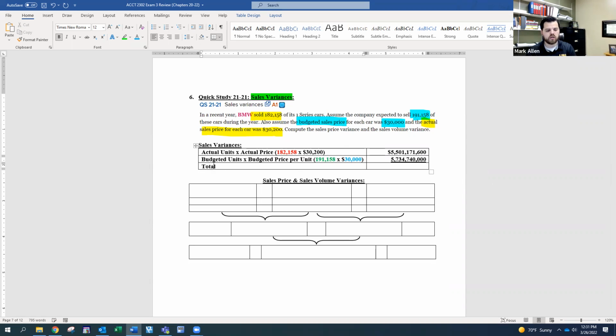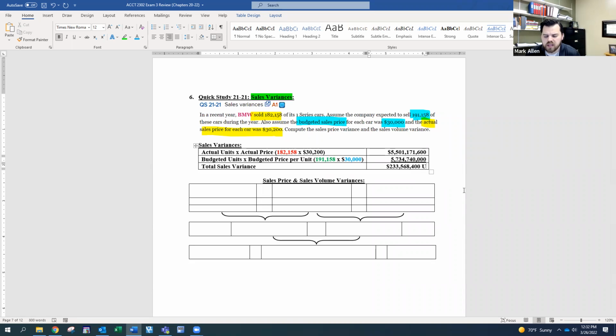And in the end, we get total sales variance. And this is 233,568,400. And now the question is, favorable or unfavorable? Well, actual revenue that we got was this. Budgeted was that. Looks pretty unfavorable to me because we did not generate as much revenue as we wanted.